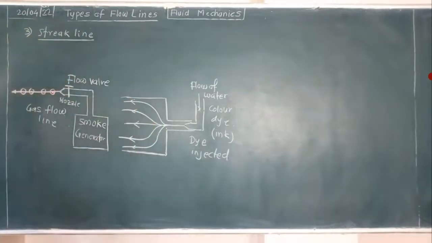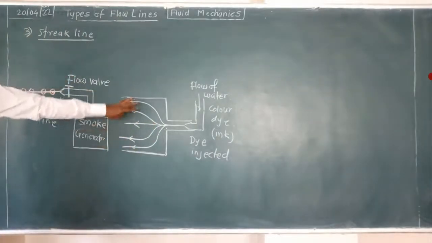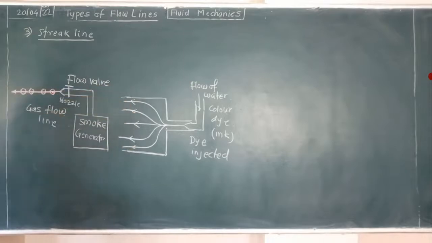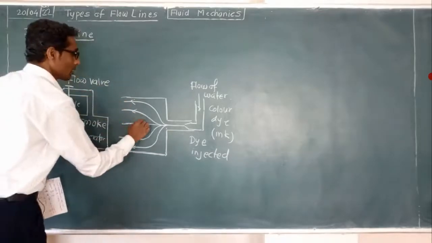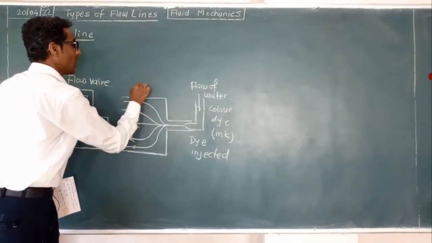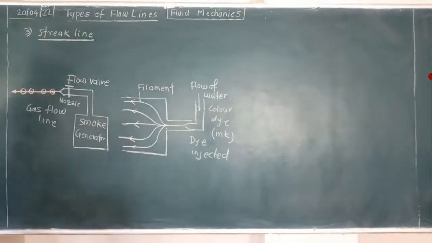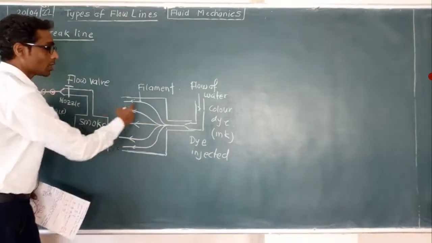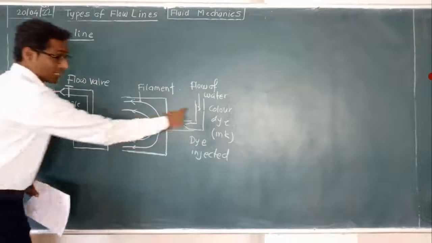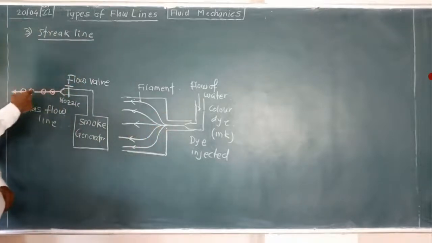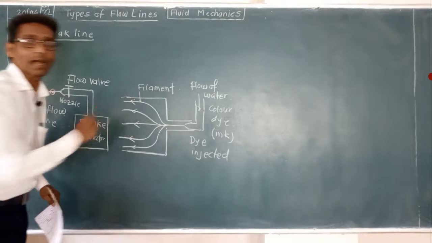Isn't it? So here we will find some colored filaments. We call this a filament. Filament means line, color line, color filament. Why do we do this? To trace the motion of fluid, to trace the motion of water which is flowing through this. For that purpose we inject the dye.